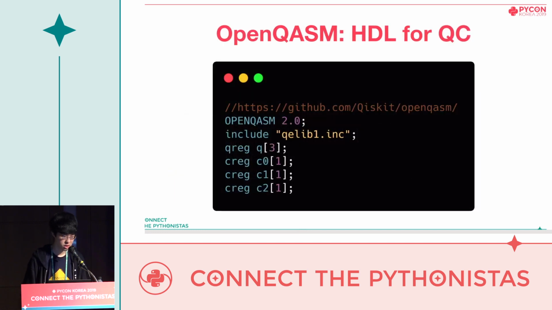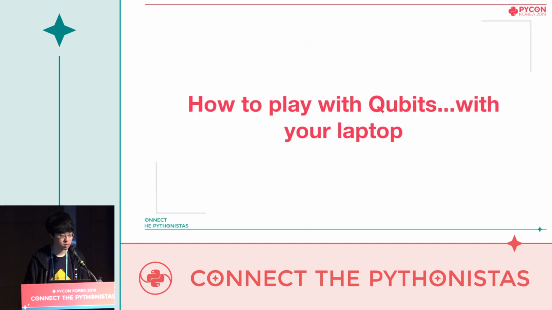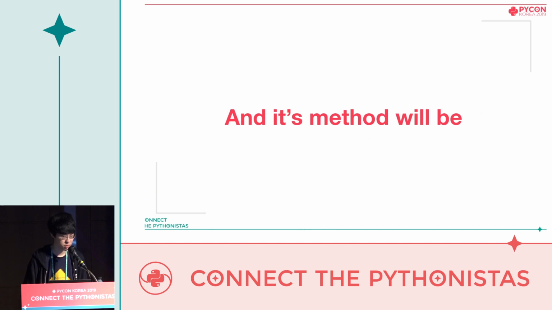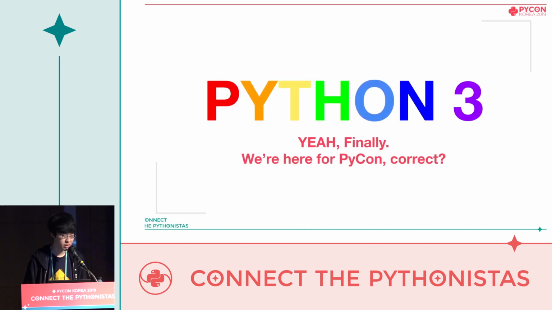And to make a quantum circuit, we need some HDL, a hardware description language, for it. One of them is Open Quantum Assembly Language, OpenQASM in short. It's literally something like a classical CPU's assembly language, based on many things. And for today, I'm going to use Qiskit for a few basic examples. And its method will be Python 3. Thank you for your patience. Finally, we are showing you something PyConish.